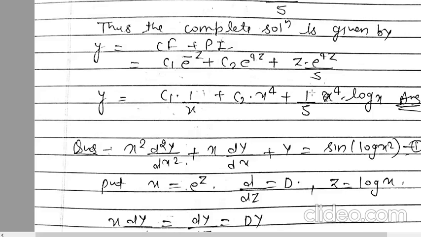There is another example here. x squared d2y by dx2 plus x dy by dx plus y is equal to sine of log x squared. So again, the same process will be followed.